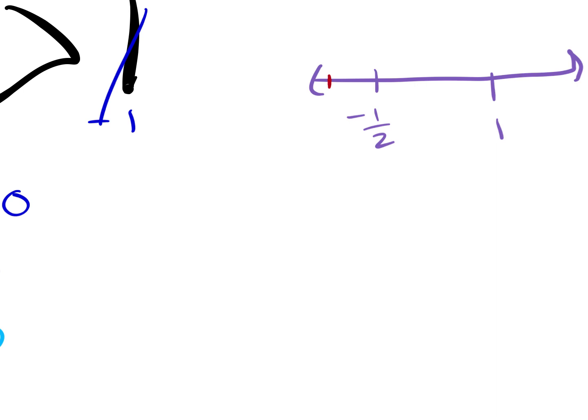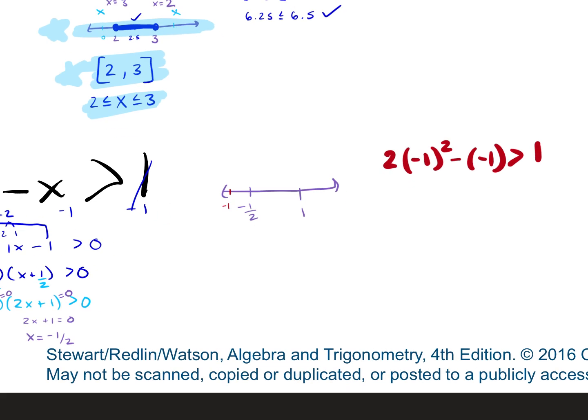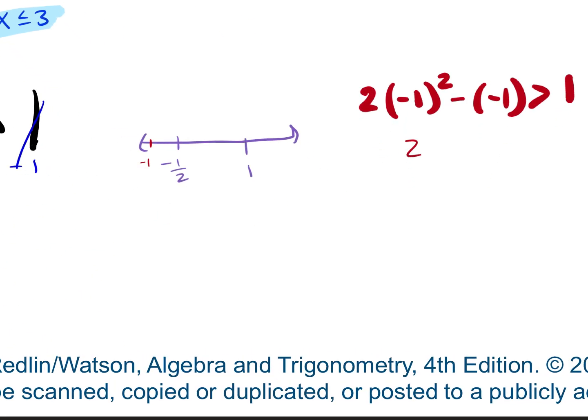Let's plug in a number that's smaller than negative 1/2. What's smaller than negative 1/2? So let's plug in negative 1. I'm going to do that on the side over here. We have 2 times negative 1 squared minus negative 1 is greater than 0. So 2 times 1 plus 1 is 3, greater than 0. Yes. So I'm going to shade outside.